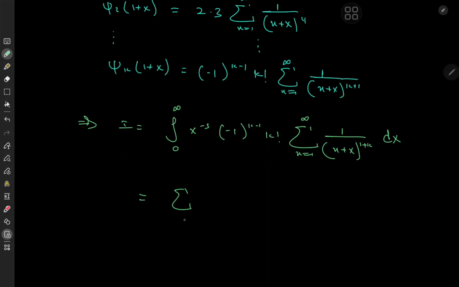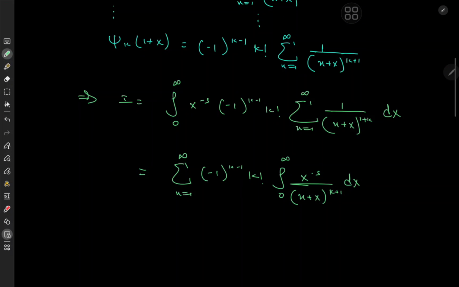So I'm going to rewrite this thing by switching up the order of the operators so that we have the sum over n from 1 to infinity of the integrals. Wait a second, I should probably factor out this negative 1 to the k minus 1 term along with the k factorial term, and we are left with the integral from 0 to infinity of x to the minus s over n plus x to the k plus 1 dx.